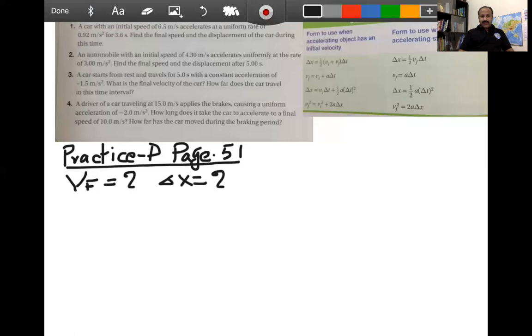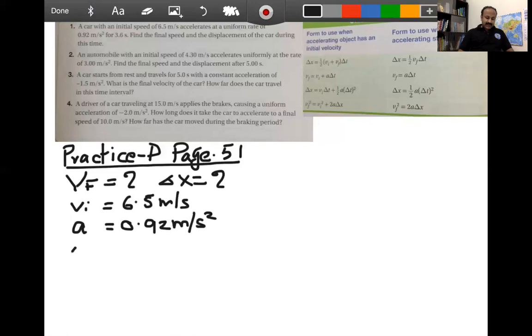Now let me check what values are given. A car with an initial speed 6.5 meter per second, so the initial velocity VI is equal to 6.5 meter per second. Then what else is given? Accelerates at a uniform rate of 0.92 meter per second square, so acceleration is given. Then for 3.6 seconds, so the time duration delta t is equal to 3.6 seconds.